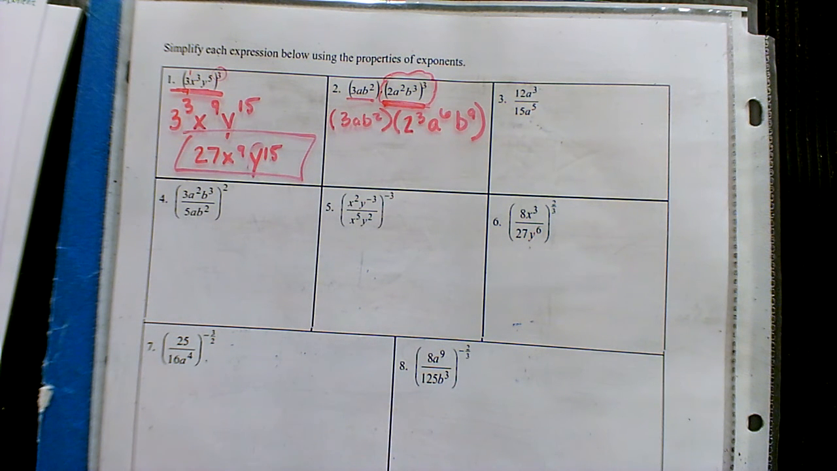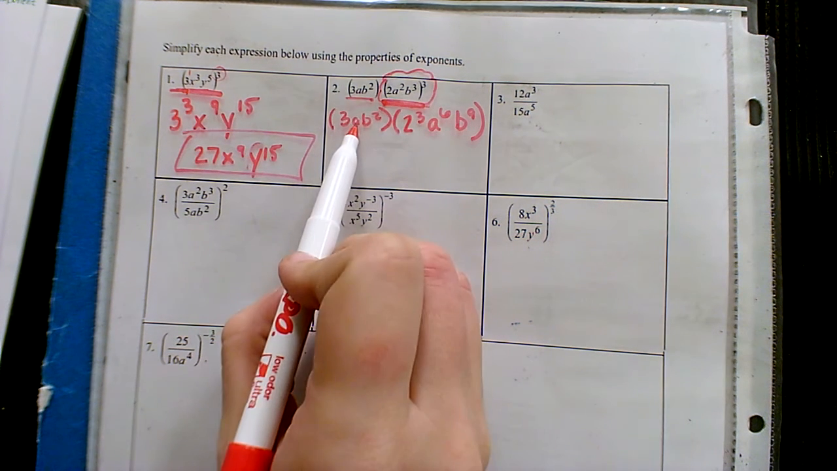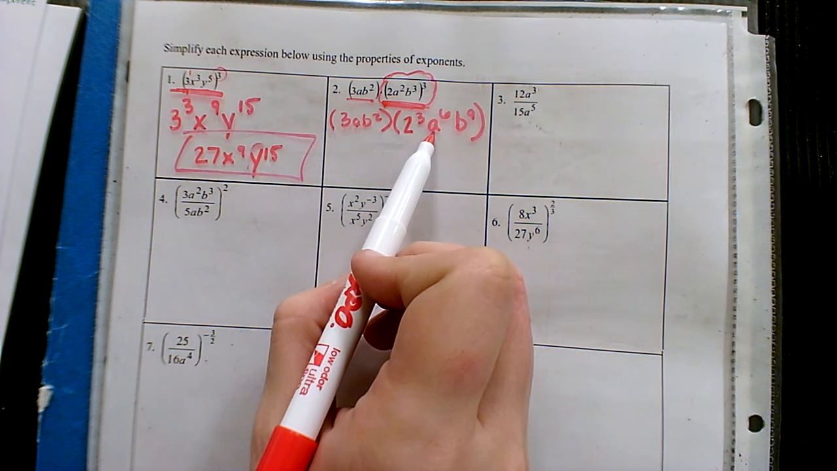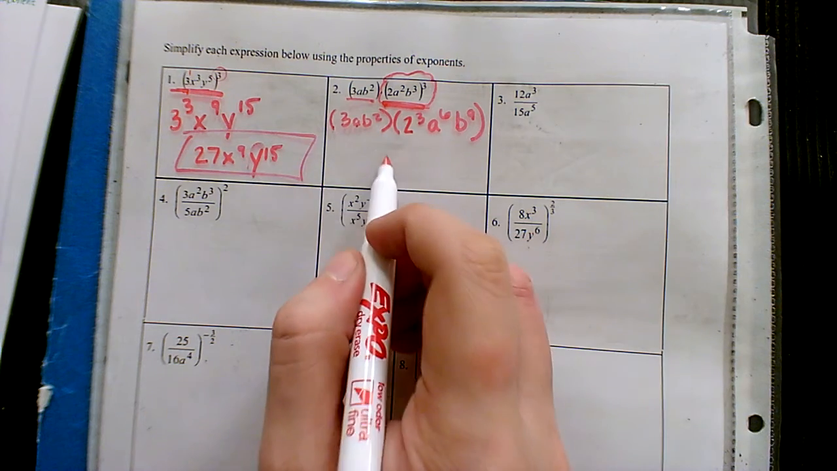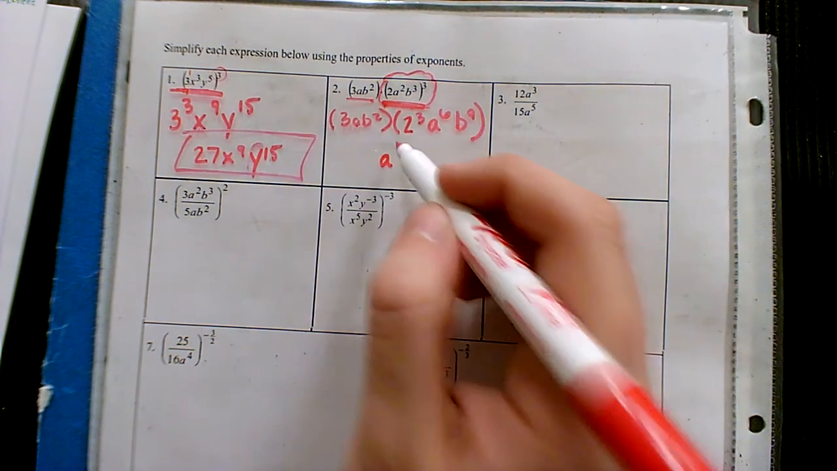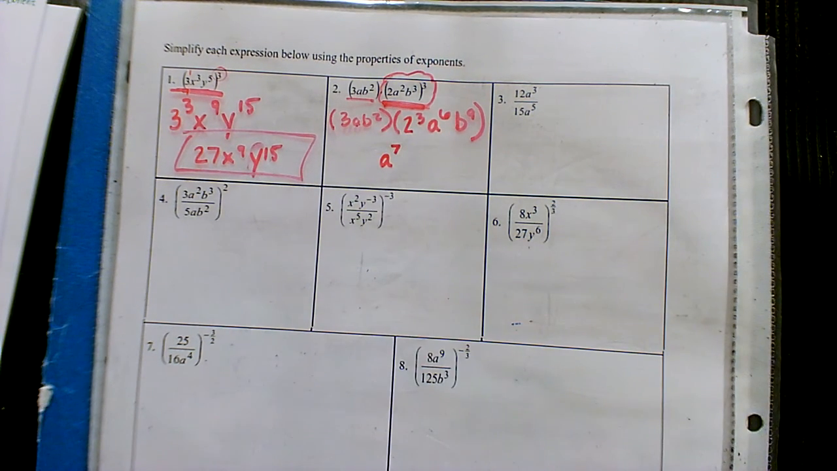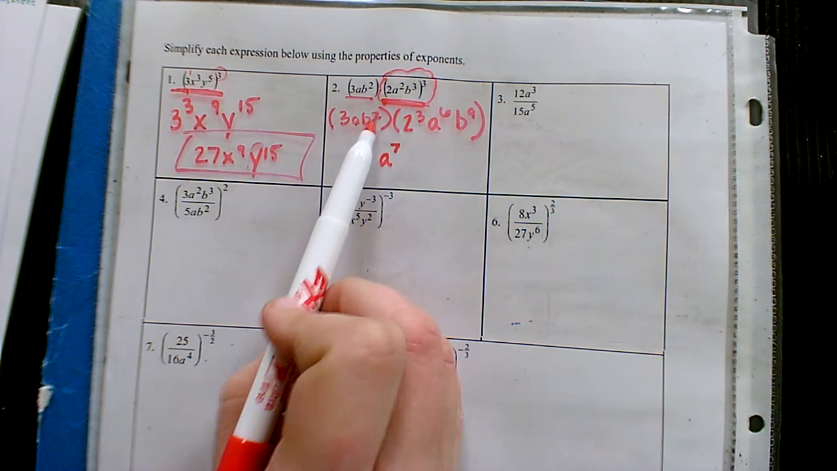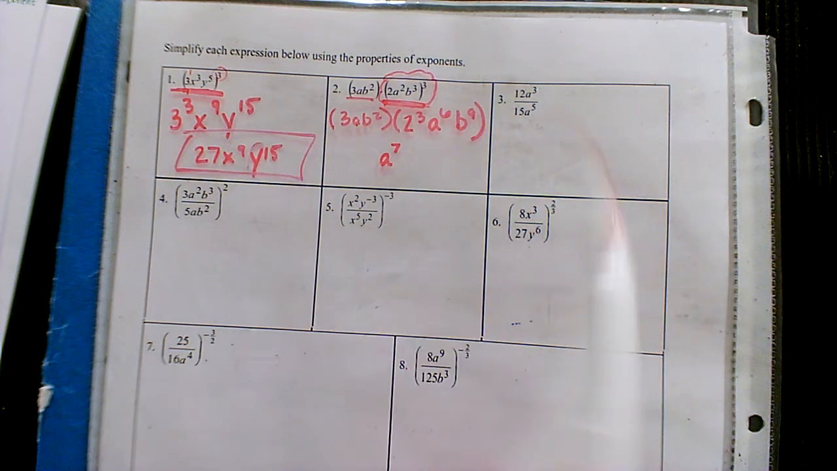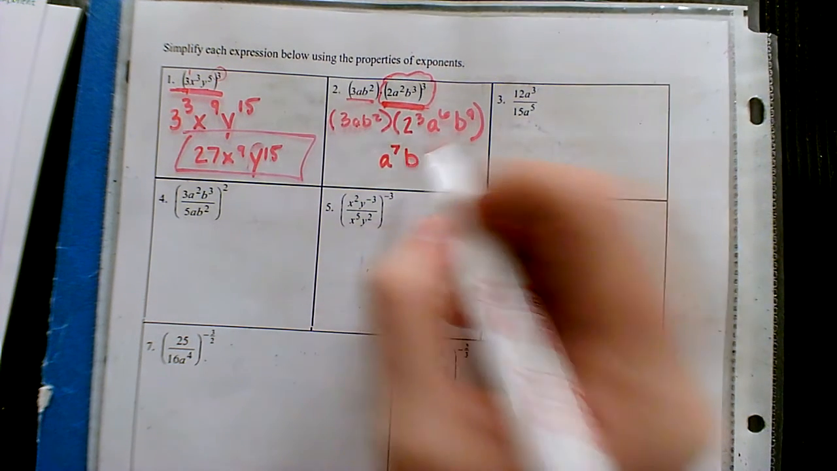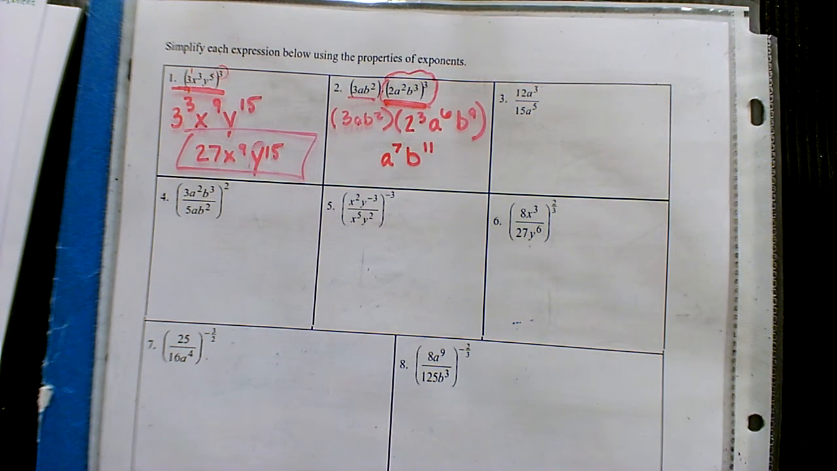Right, so now that the outside power is gone, maybe we can start to actually multiply some of these items together. I have a to the 1st times a to the 6th. So by adding the powers, I'd have a to the 7th. I also have b squared times b to the 9th. So adding the powers, I'd have b to the 11th.